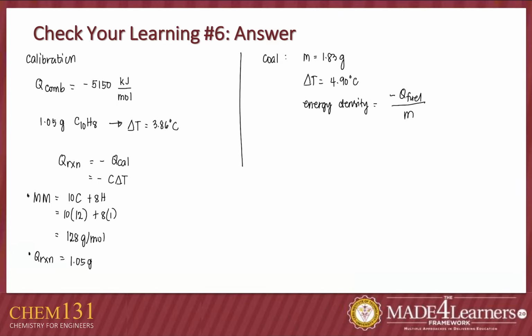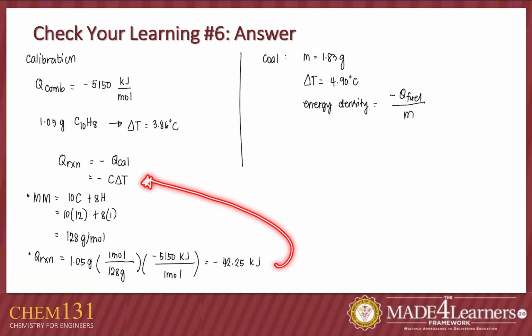1.05 grams of naphthalene, and then we know that for every 1 mole of naphthalene, that's equal to 128 grams, and then also 5,150 kilojoules of heat is released for every 1 mole of naphthalene. And this would give us an answer of negative 42.25 kilojoules. So, because we already have this, we can now go back to Q reaction. We can now substitute.